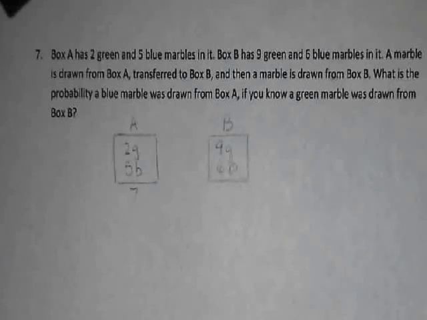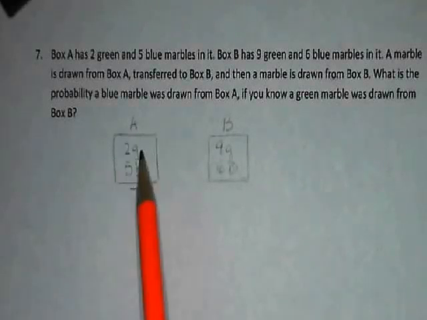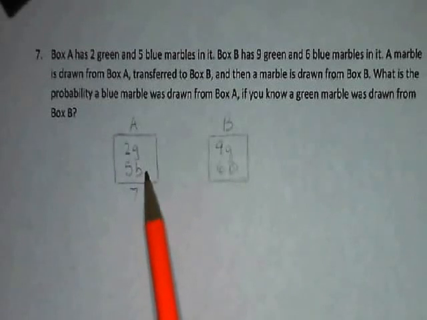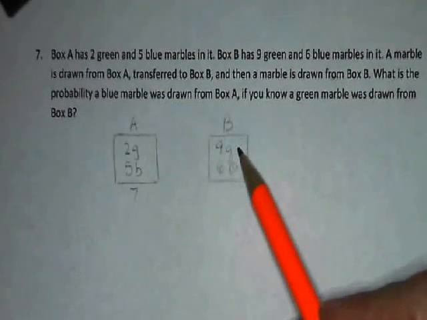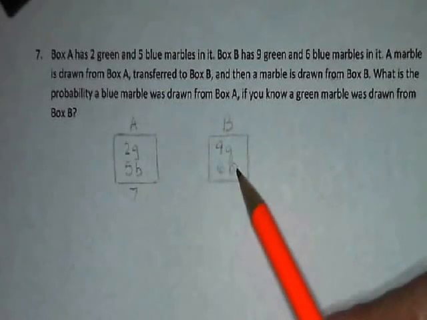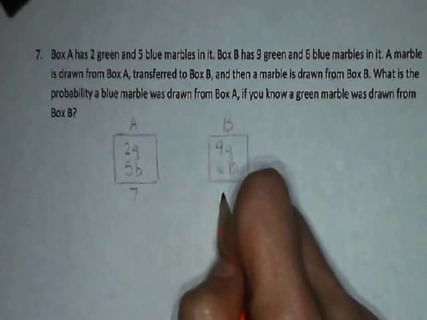Let's take a look at problem 7 from sample test 3. In this problem we have two boxes with marbles. Box A has 2 green and 5 blue marbles for a total of 7. Box B has 9 green and 6 blue for a total of 15.